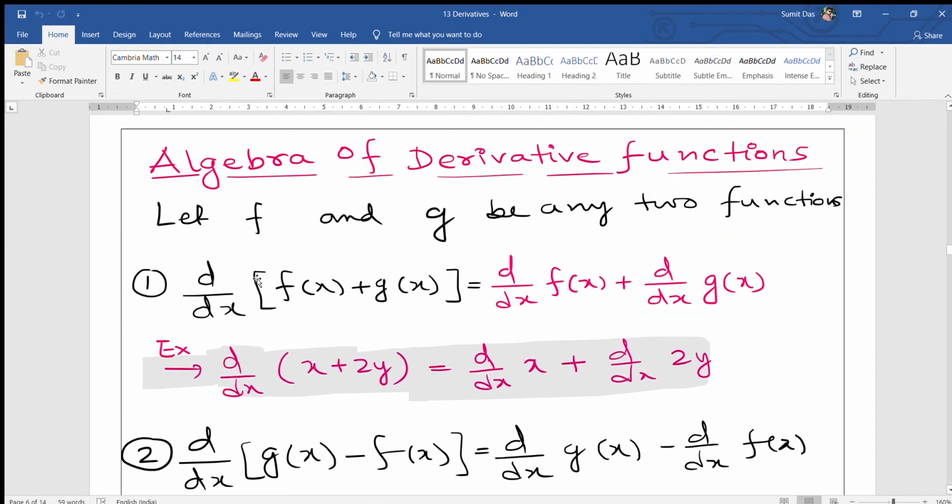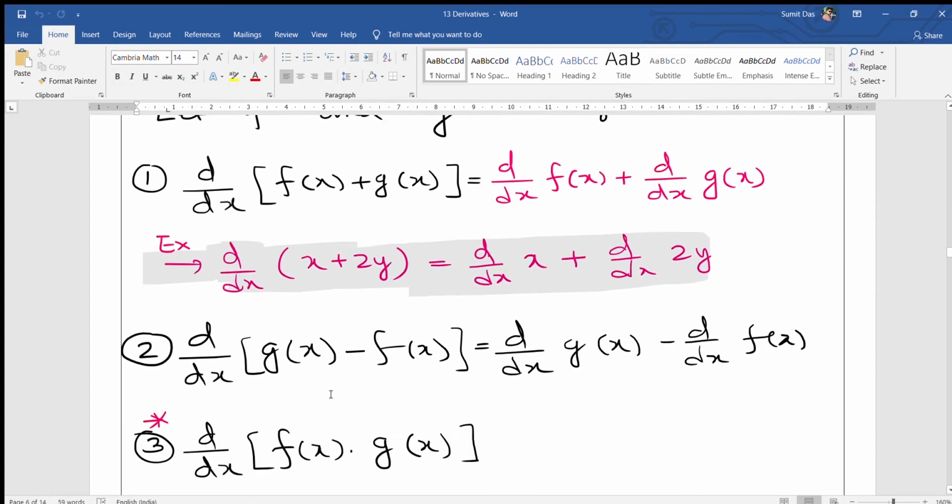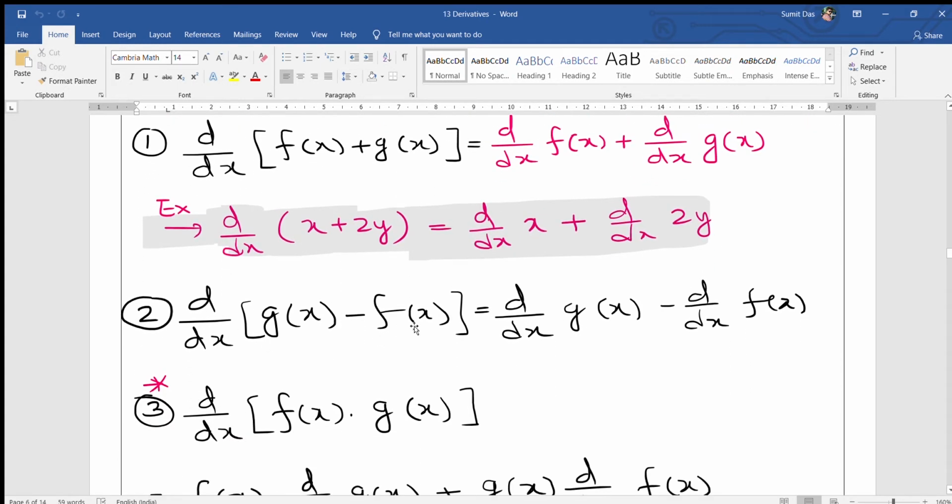So derivative d/dx, when the sum of two functions is there, f(x) plus g(x), we can open the bracket like the limit: d/dx of f(x) plus d/dx of g(x). We can just open the bracket simply. Here I am giving one example: d/dx of x plus 2y, which we can write as d/dx of x plus d/dx of 2y. After that, further simplification we can do. Similarly, minus also we can do the same thing.